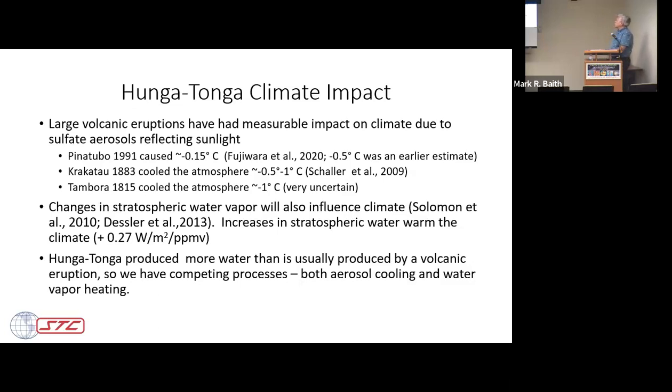It was a VEI 6 or 7, and maybe about 1 degree. This is very uncertain, but it is recorded that it was the year without a summer. They had frost in New England in June. It was very, very cold, and it may have caused the French Revolution, some people say. Anyway, not directly. So changes in stratospheric water vapor also influence the climate.